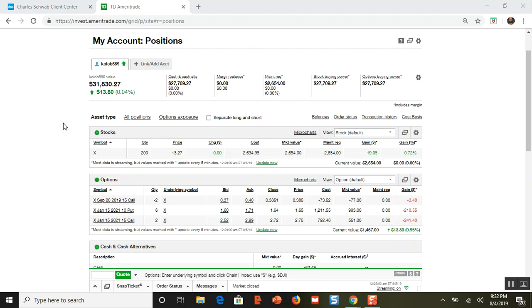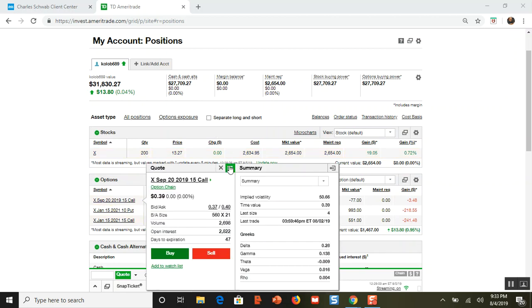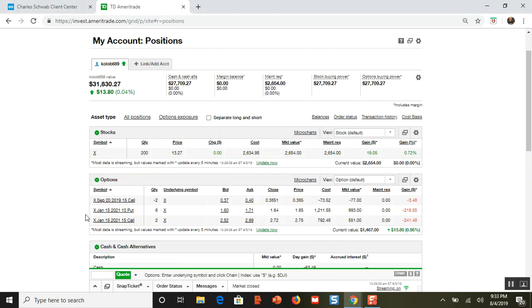So first, let's go over my current position. So here's my position right here. I own 200 shares of Steel, which I bought all the way back on March the 12th. And then down here are my options, and right here I own 6 put options, strike price $10. They're LEAPS. They expire January of 2021.